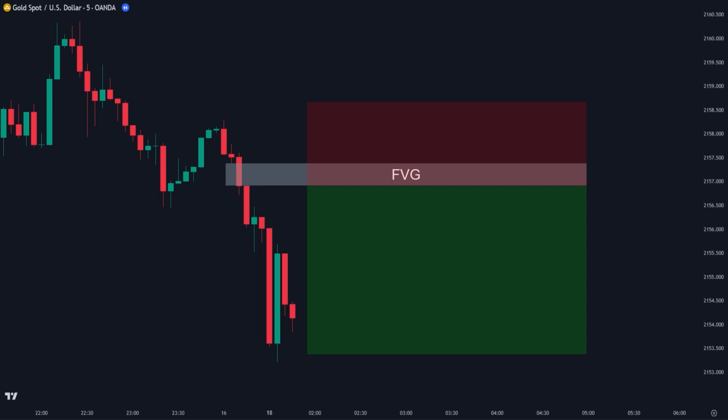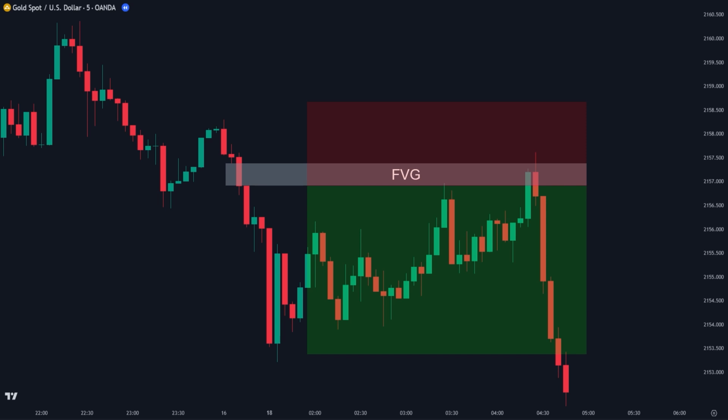This FVG area is an optimal place to open a short position, but being rejected exactly from this box is not a rule. The market can easily ignore this area and reverse from higher prices.